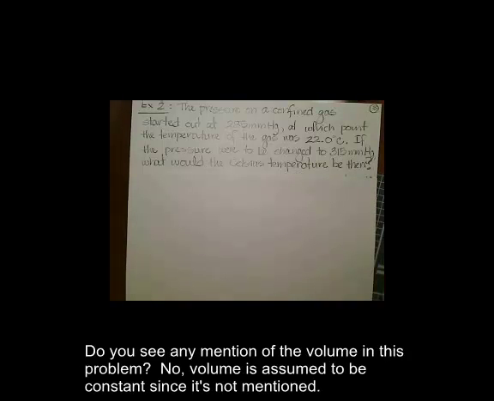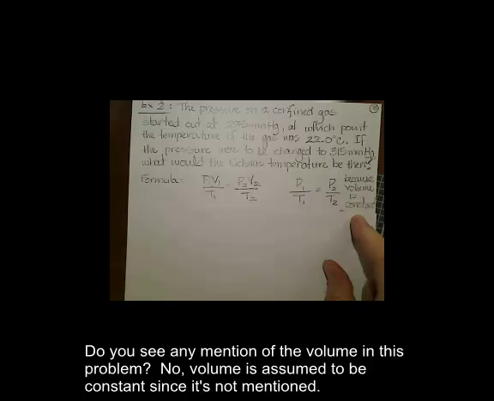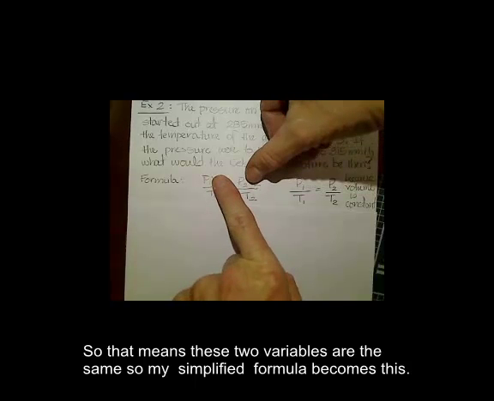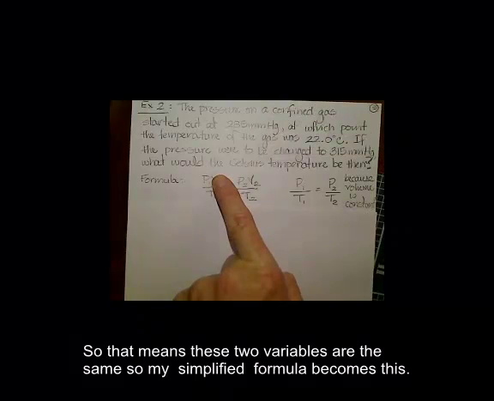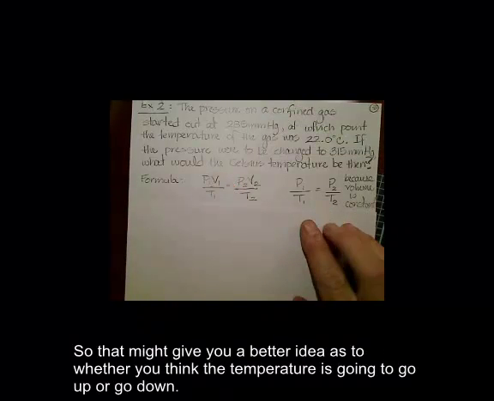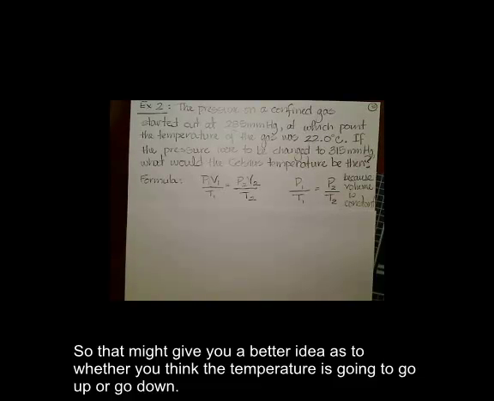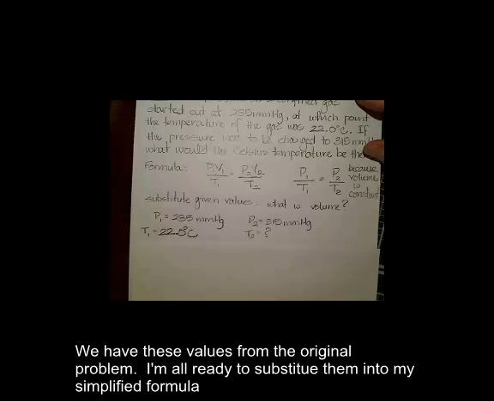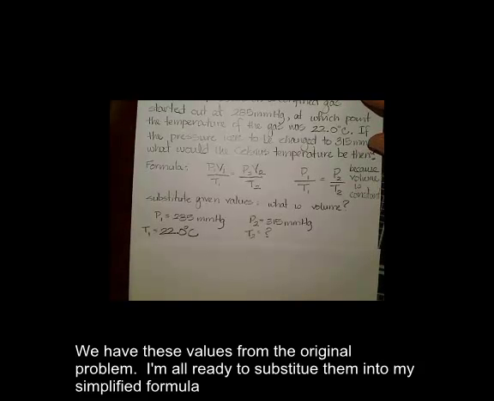Do you see any mention of the volume in this problem? No, volume is assumed to be constant since it's not mentioned. So that means these two variables are the same, so my simplified formula becomes this. So that might give you a better idea as to whether you think the temperature is going to go up or go down. We have these values from the original problem.